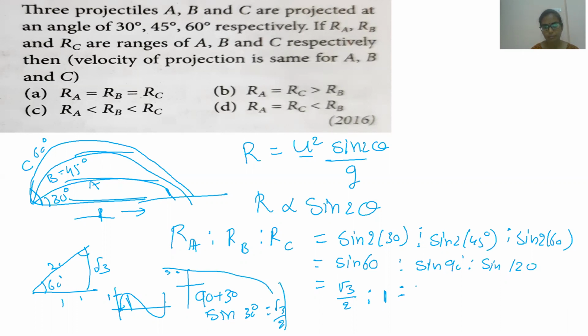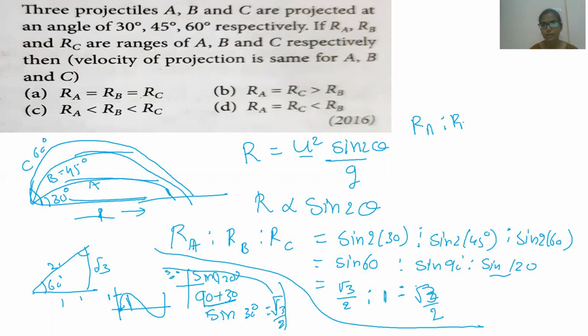That means sine of 120 degrees, we can write it as 90 plus 30. 90 plus 30 means second quadrant, and sine is positive. So it is root 3 by 2. Right, children? So sine 120 degrees is root 3 by 2. From this, what do you understand, children? Please see the relation. I'll write it properly: RA is to RB is to RC. You can compare the values we get: root 3 by 2, 1, and root 3 by 2.